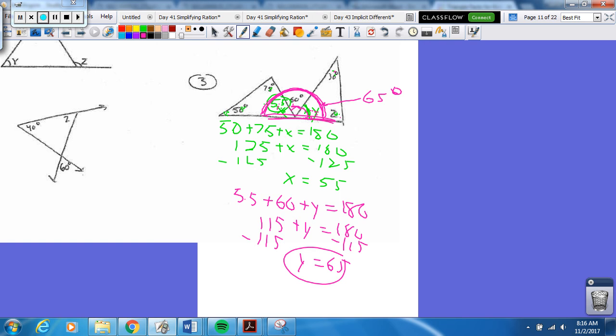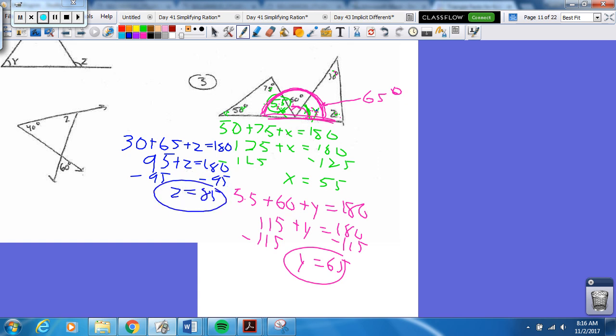Okay, so now if this is 65, oh, last step. Yeah, these take a long time sometimes. This is our third step. So 30 and 65 and Z equal 180. So I got 30 plus the 65, which I just got, plus Z equals 180. 30 plus 65 is 95 plus Z equals 180. Subtract 95, and Z equals, oh yeah, you got it, 85. 85 degrees right there.